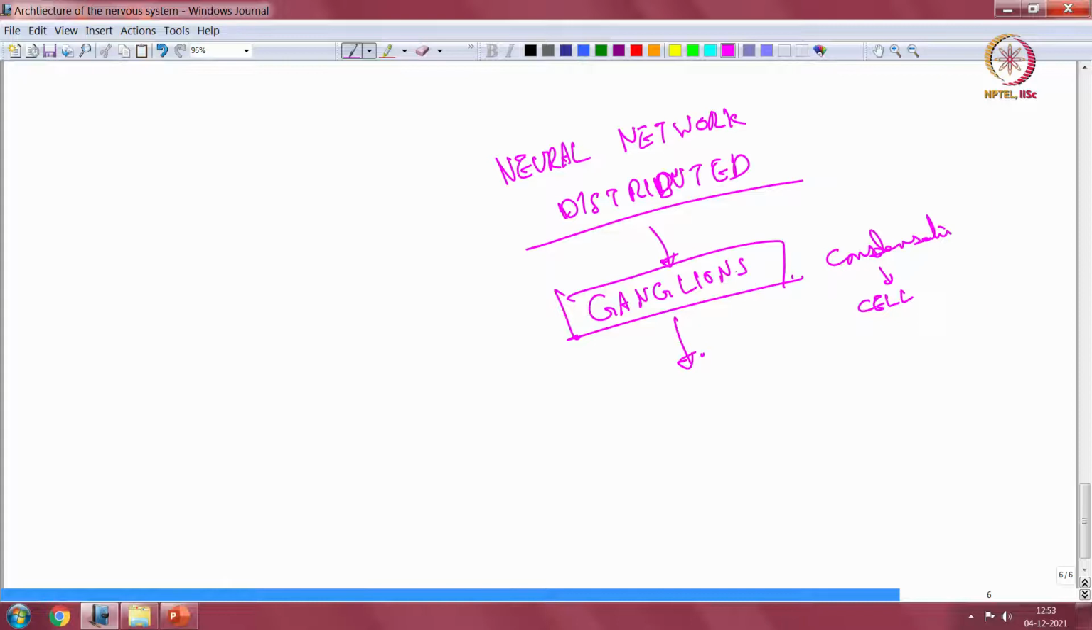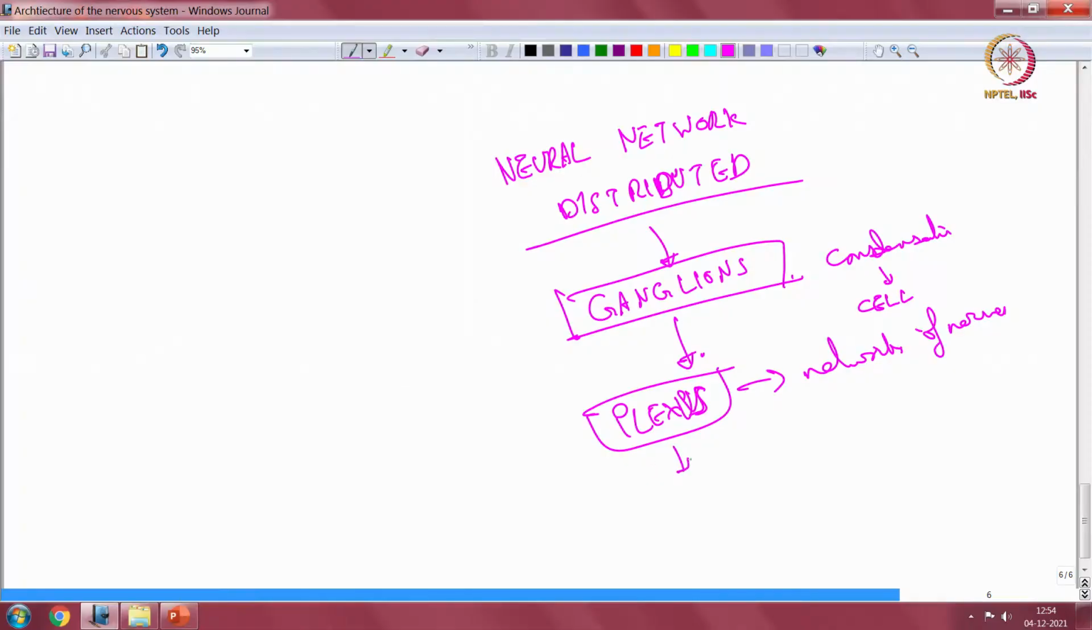So, coming back to this discussion, we have ganglion, then we have larger, there is something called plexus. Plexus is networks of nerves. They do not have cell bodies within themselves, but there is a lot of intermingling, and that is what I was discussing about architecture.